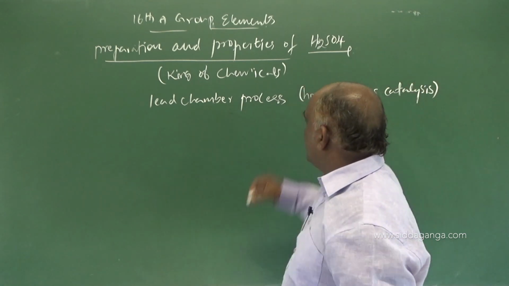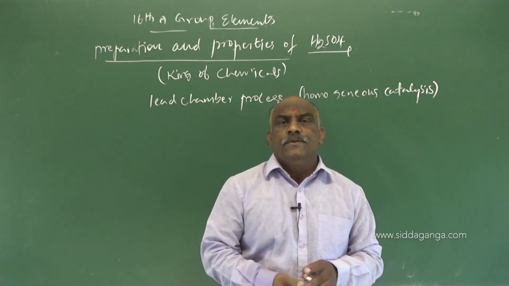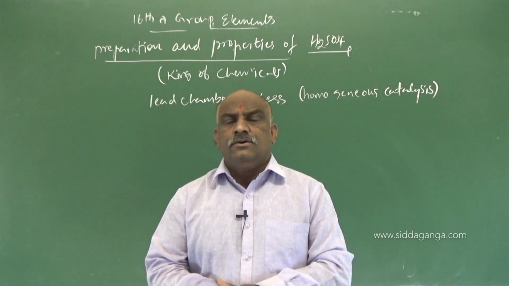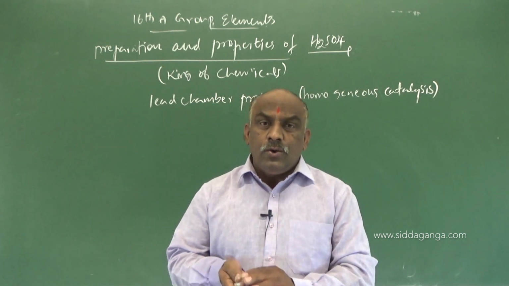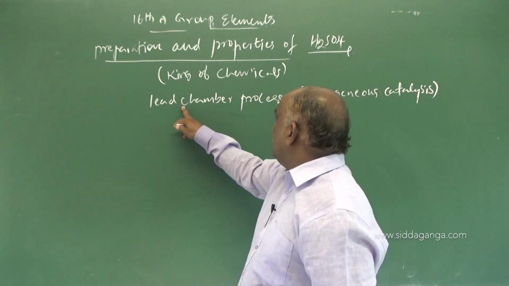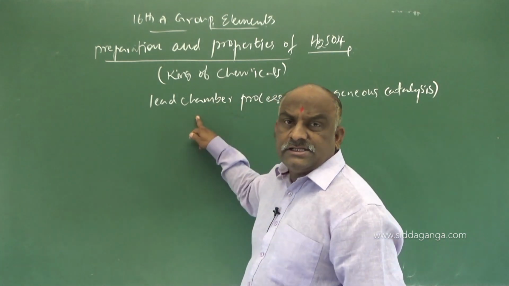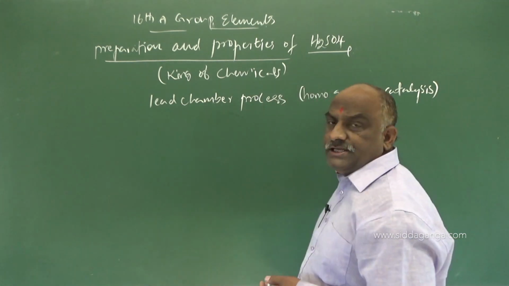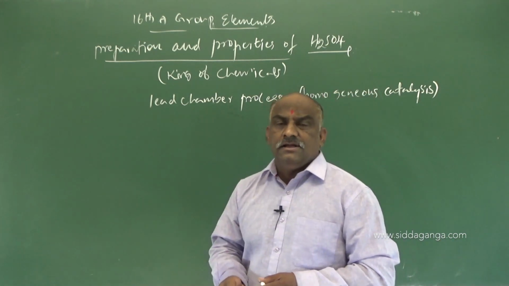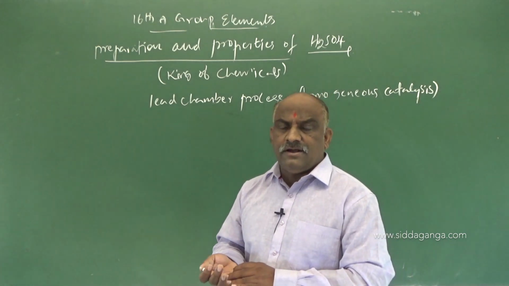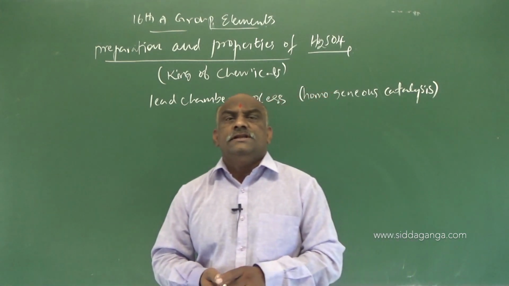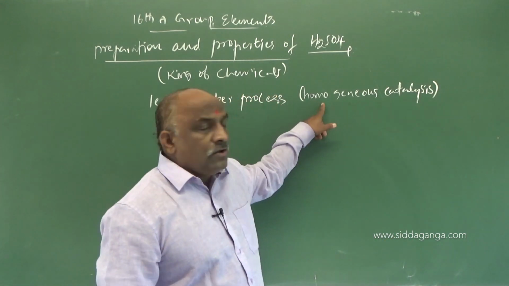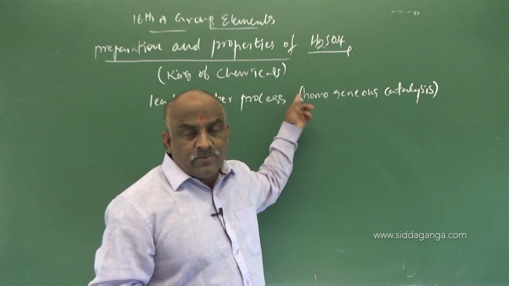Make a note, my dear students, this point is very important. Old version means old method. Two methods are there to prepare sulfuric acid. The old method is called the lead chamber process. This lead chamber process is an example of homogeneous catalysis. In surface chemistry, you will learn the difference between homogeneous catalysis and heterogeneous catalysis.